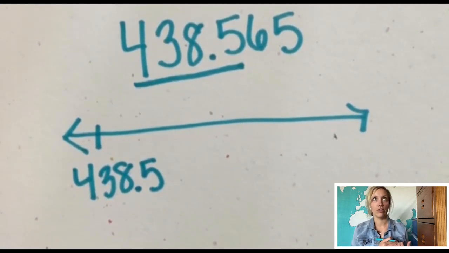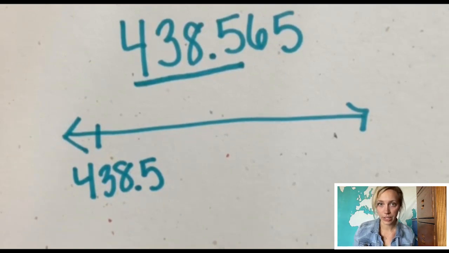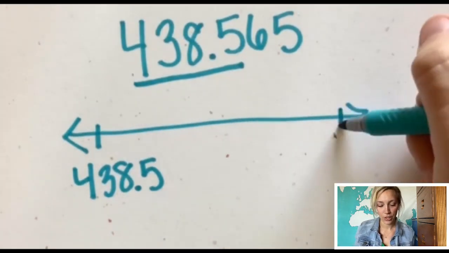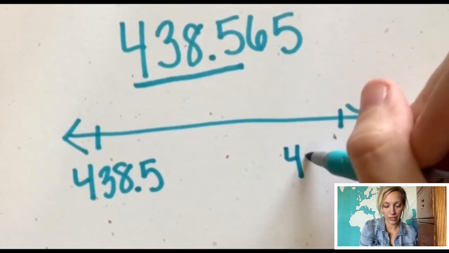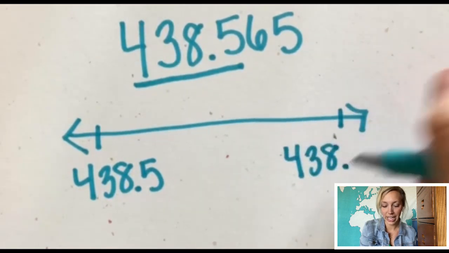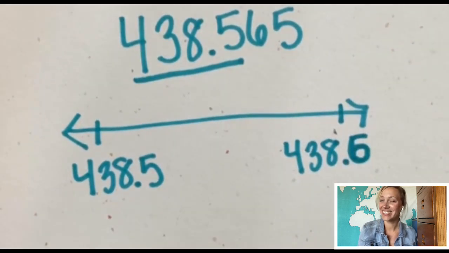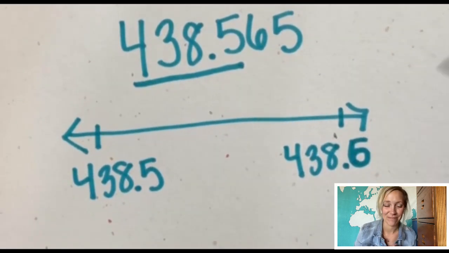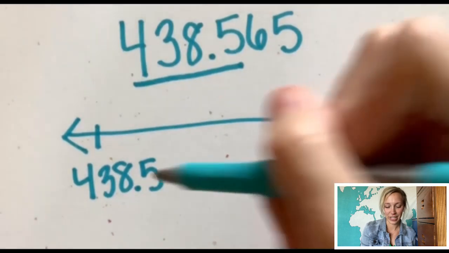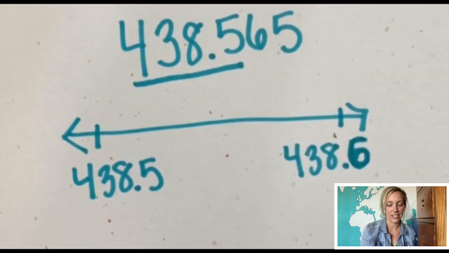So now I need to figure out my next benchmark is a tenth more. Our last one we did one whole number more, but here we're doing 1/10 more. 1/10 more will be 438 and 6/10. Okay, so we have 6/10 here, 5/10 here.